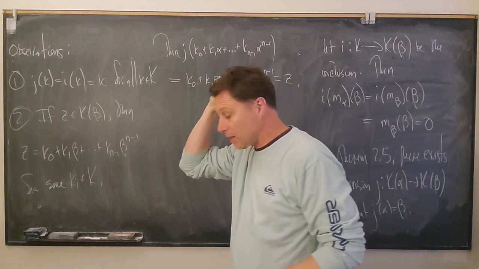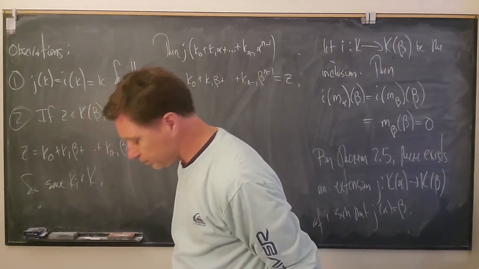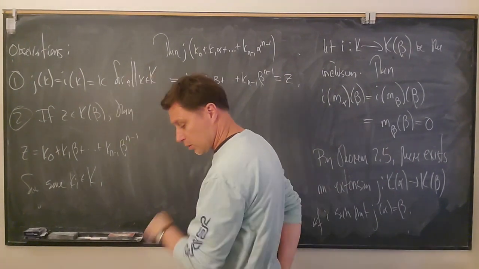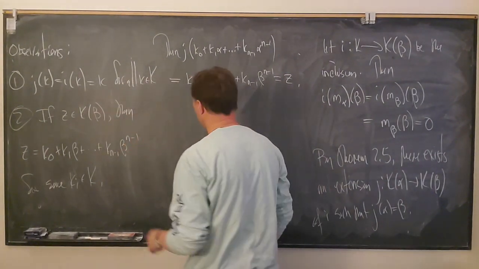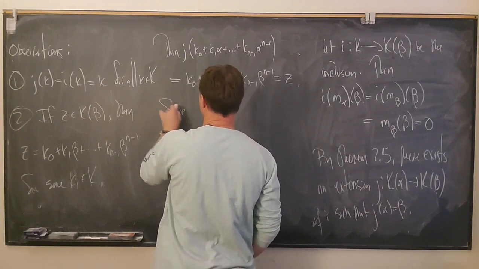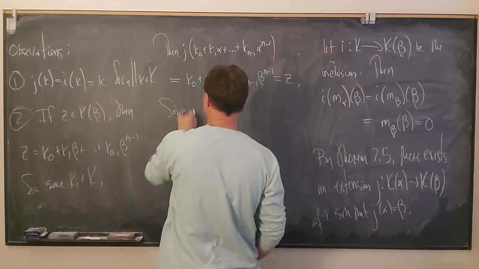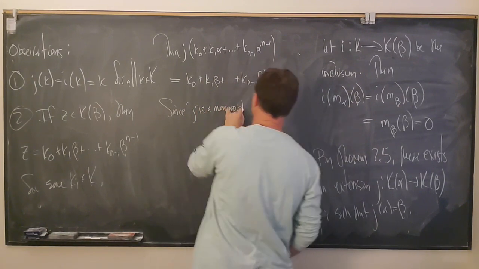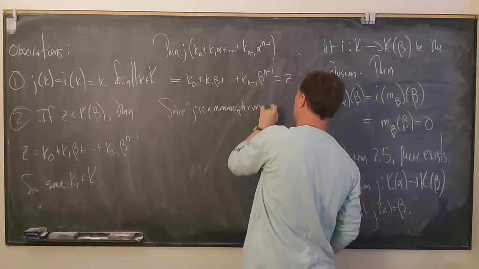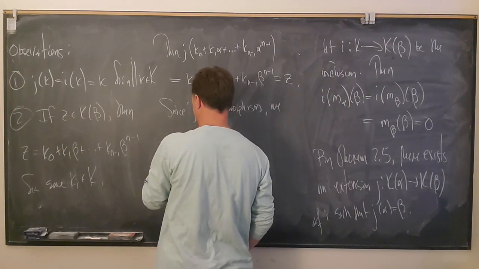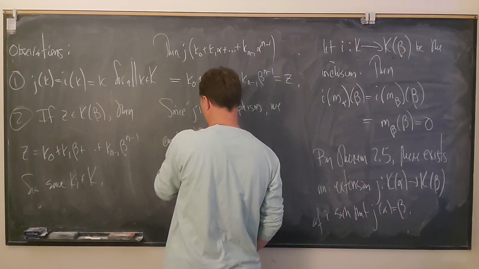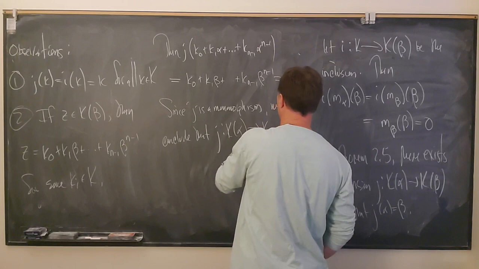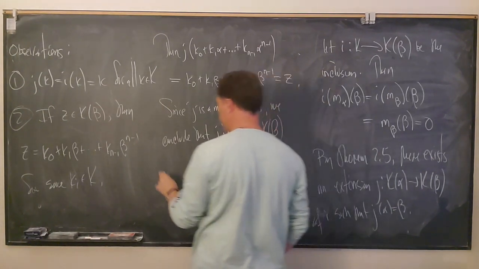So what does that tell us then? It tells us that J is an isomorphism. Since we already know J is a monomorphism, we conclude that J from K adjoin alpha to K adjoin beta is an isomorphism.